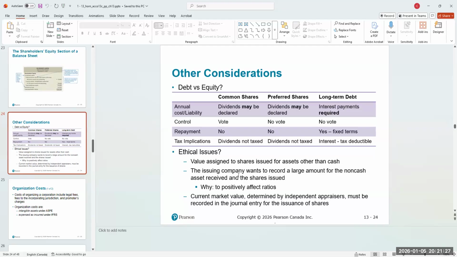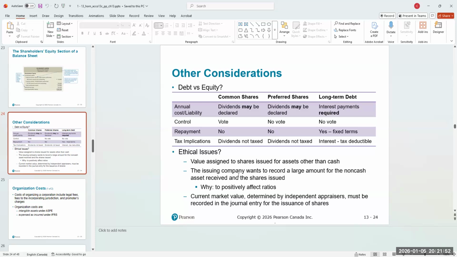If somebody lends you money, does he have control over the business? Absolutely not. He cannot tell you what to do and what not to do. Payment. Do I have to repay the money back? Absolutely. How much? All of it. But the interest that you're paying on the long-term debt, you can deduct it for the tax purposes.